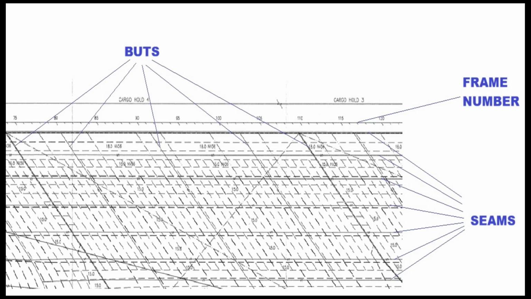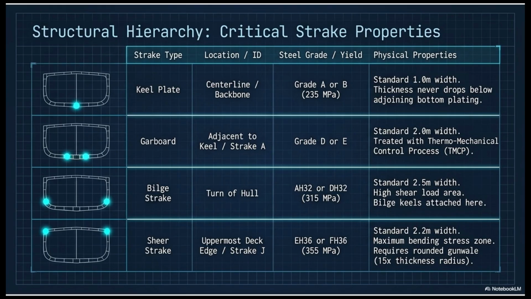Slide 15. Here we can see butts and seams marked on the actual ship shell expansion plan. Slide 16. Have a look at the location, function, and material of keel plate, garboard, bilge, and shear strakes.